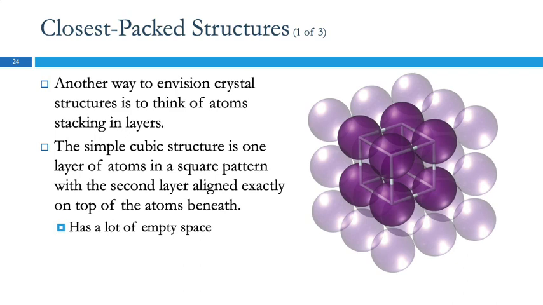So the simple cubic structure is where we have a layer of atoms in a square pattern, and then we have another layer of atoms, and the second atom is directly on top of the first atom. There's a lot of empty space here. And if you try this at home with marbles or tennis balls or something, you'll find out that the balls really don't want to be like this. Because this one is going to fall down into the divot between the ones on the bottom. So it's actually hard to pack something like that.